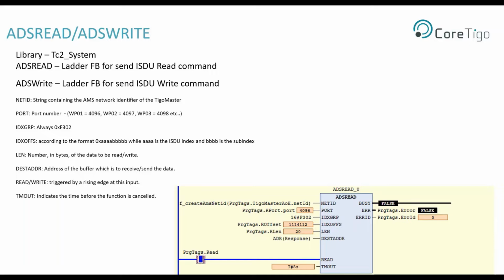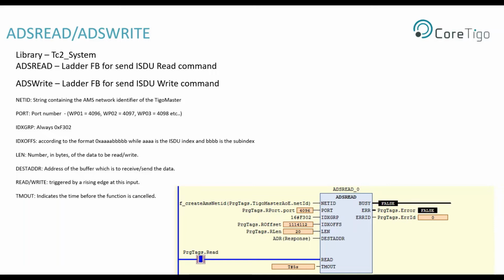In order to send ISDU commands in TwinCAT environment, we will use the ADS read for sending ISDU read command and ADS write for sending ISDU write command. These ladder blocks can be found in the TC2 system library.